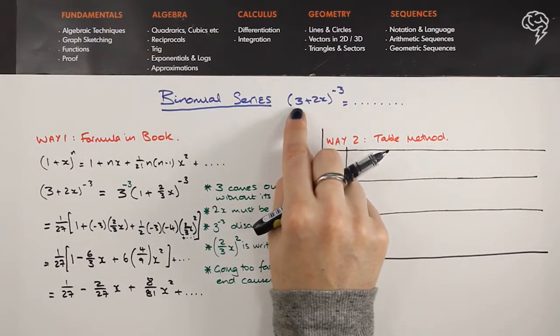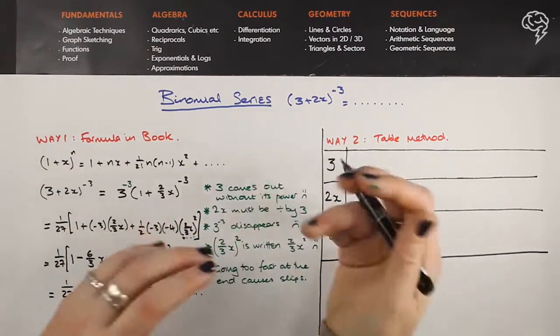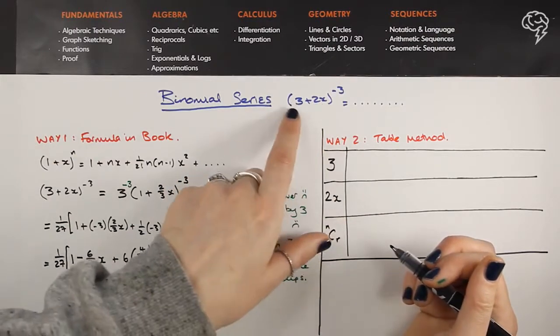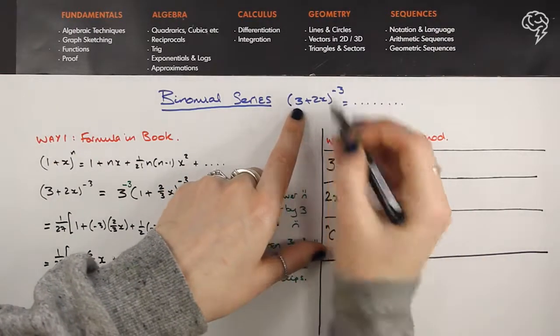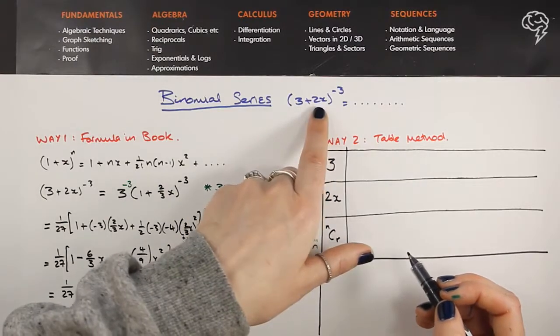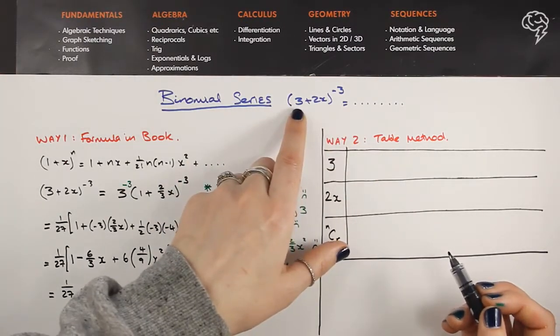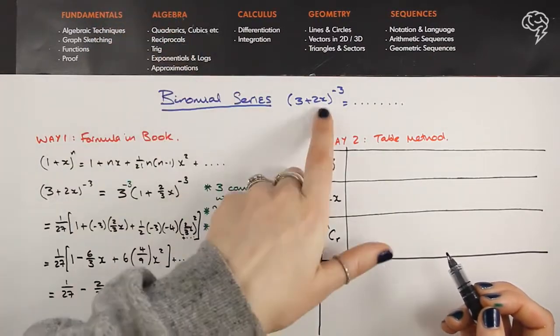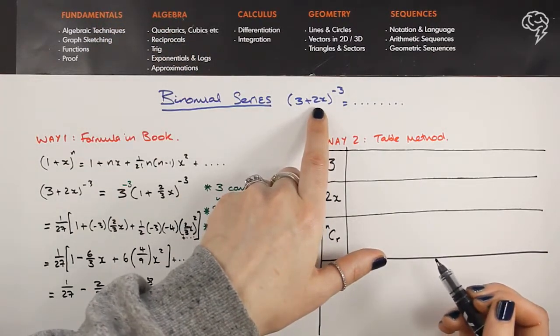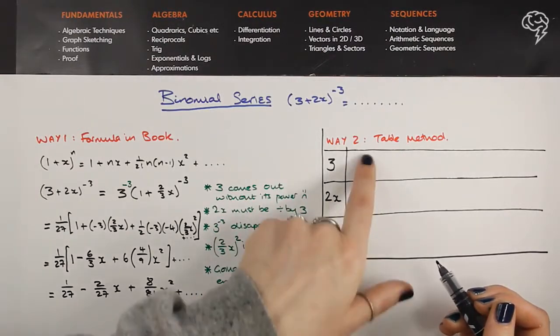what is happening is that the power is transferring slowly over from one of the terms to the other term. So this term gets all the power to start off, all of it. This guy gets nothing. And then as we go through the expansion, the 3 gives over one of those powers slowly, one at a time, to the 2x. And the same sort of thing is going to happen here.